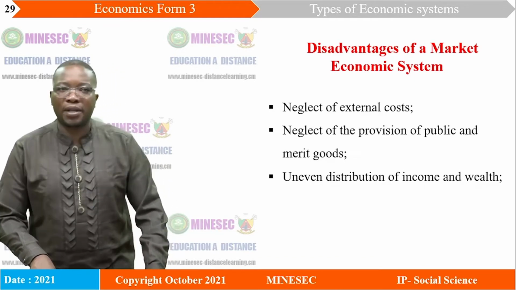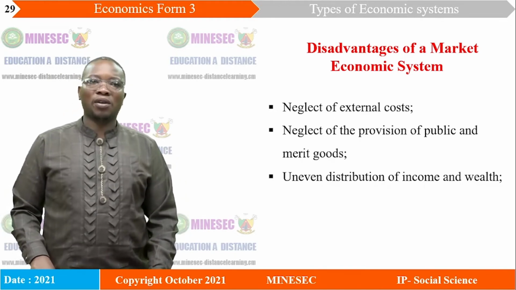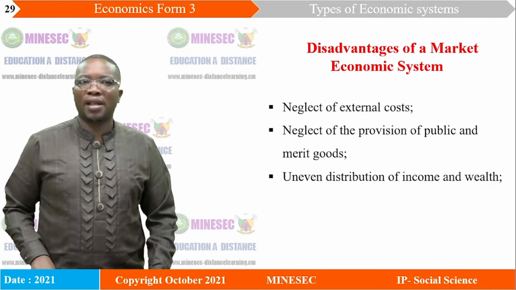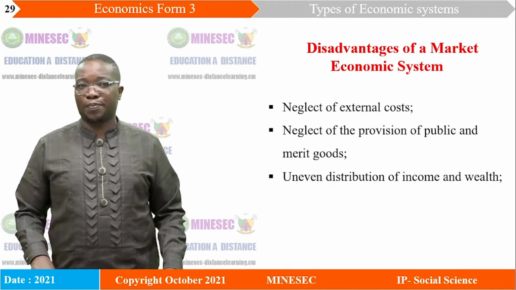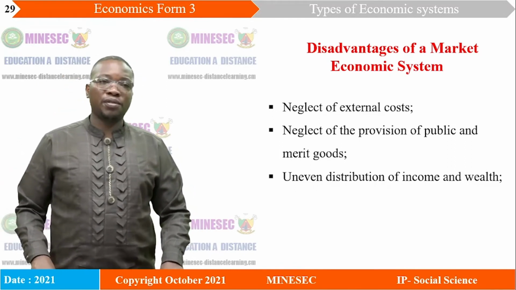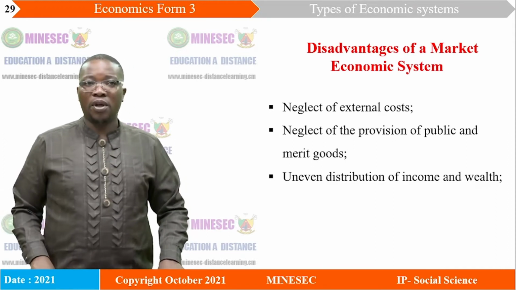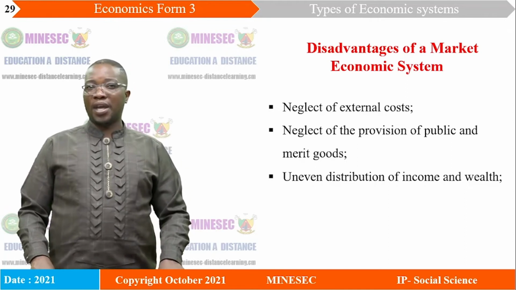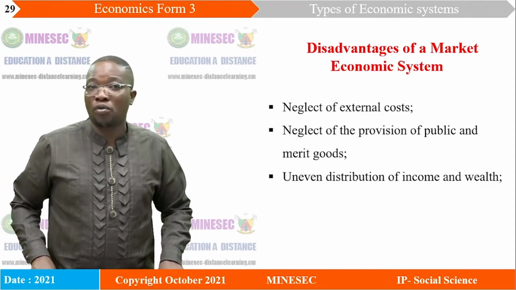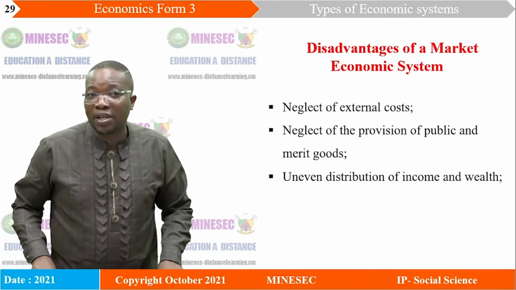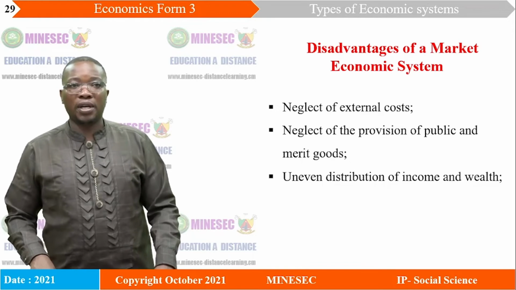As disadvantages for a market economic system, we are going to observe that in a market economic system, there is the neglect of external costs, like negative externalities. Negative externalities are neglected since businesses are out to maximize profits. So they do not take into consideration the social cost that is being imposed on the society, like not treating maybe their waste products before disposing of them, which may have a negative impact on the society because extra cost will be involved if they are supposed to do that, hence lowering their profits. So it is a disadvantage to the population because they do not treat this waste, and it has a negative external effect on the population.